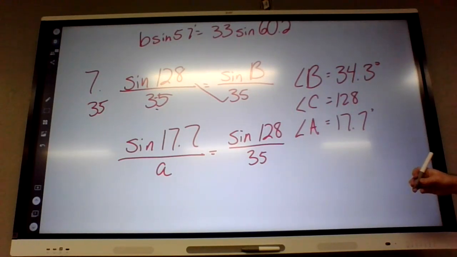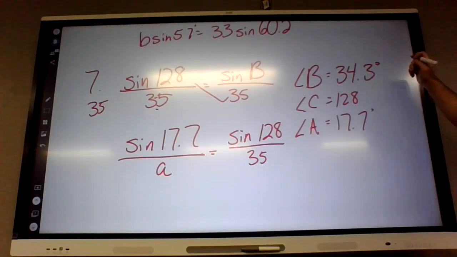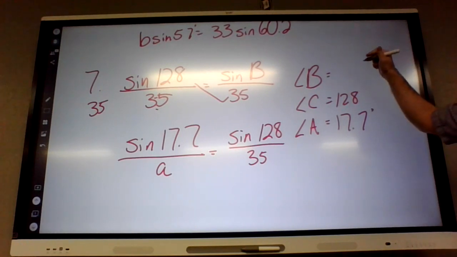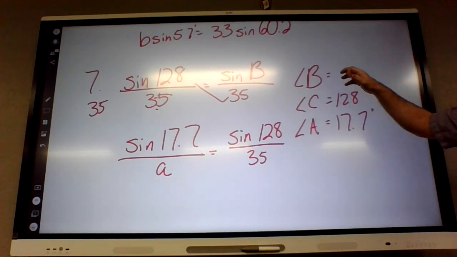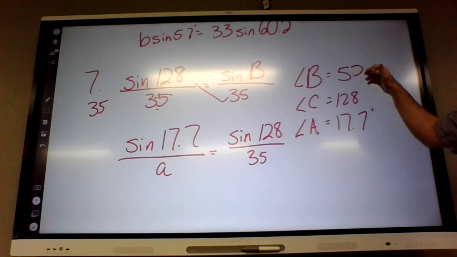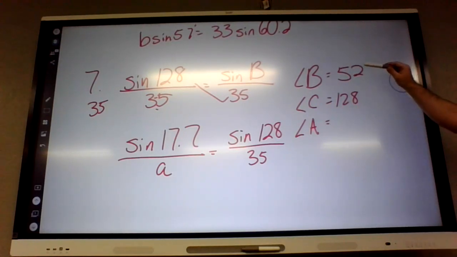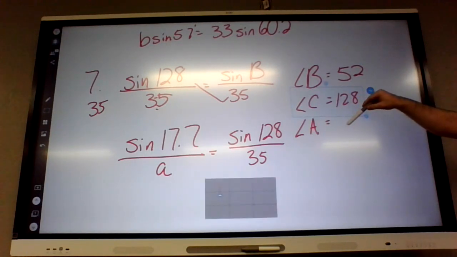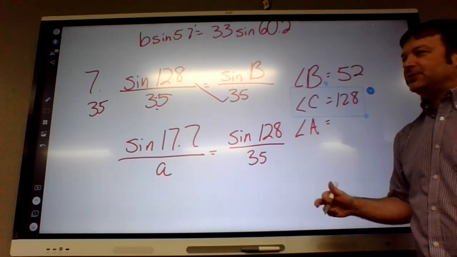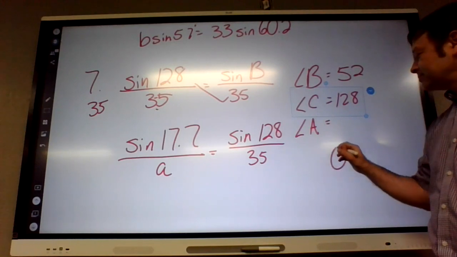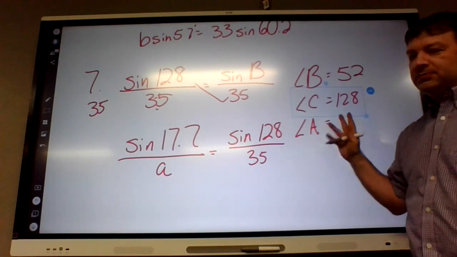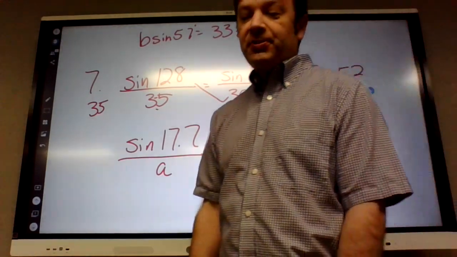I got 52. Yep, I got 52. Okay, what do these two angles add up to? 180. What's that leave for angle A? 0. Is this possible? No. So there's no solution. They just wrote not a triangle, I guess.